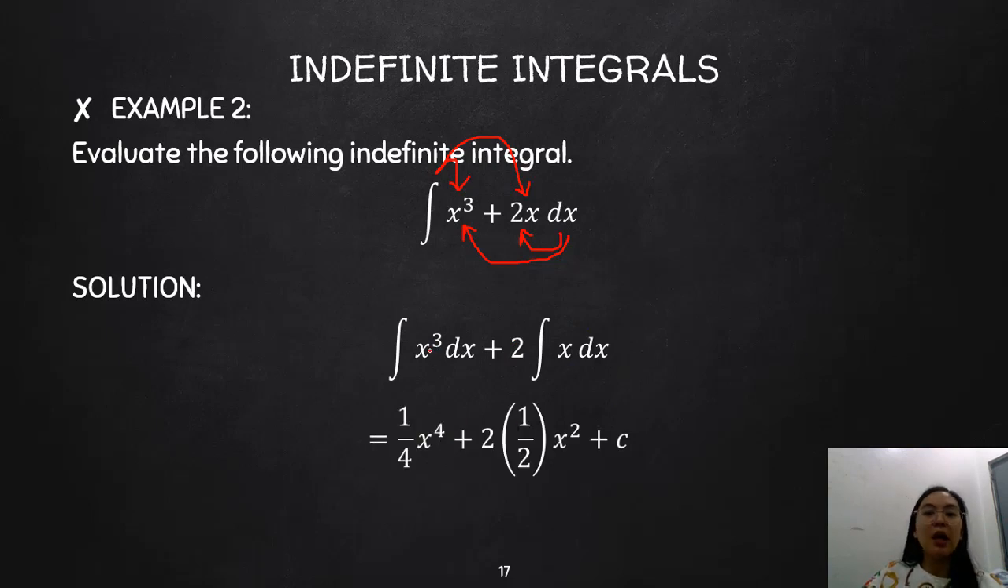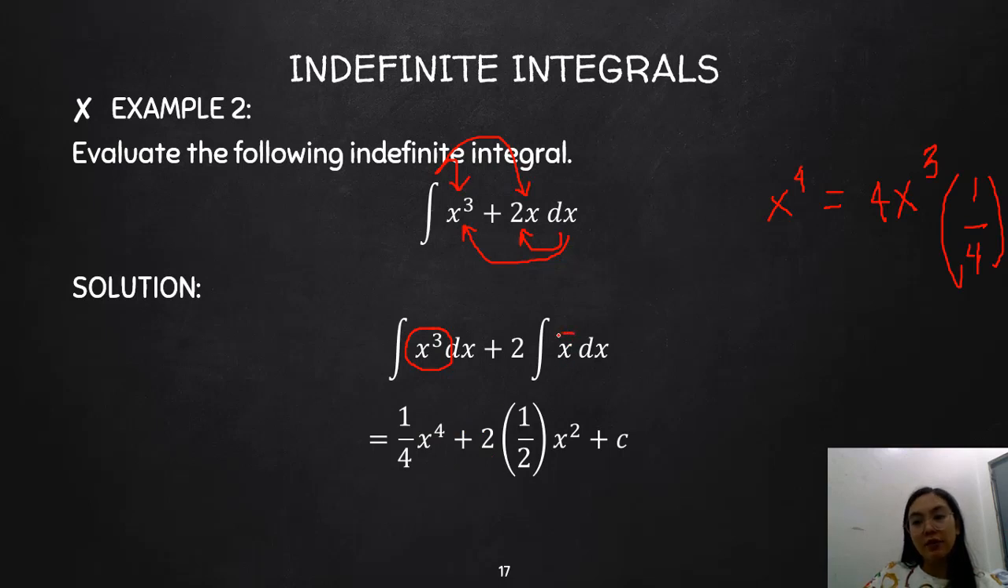Such that, di ba, pag alam mo na ito, pag x cube yung function mo dyan, alam mo na galing siya sa x raised to 4. And such that, pag kinuha mo yung differential ng x raised to 4, di ba, magiging 4x cube. So, to get rid of the 4 here, you multiply the function by 1/4. Di ba? Para x cube lang yung makikita mo. That's such that ang integral po ng x cube is 1/4 x raised to 4. Of course, plus 2, the constant.